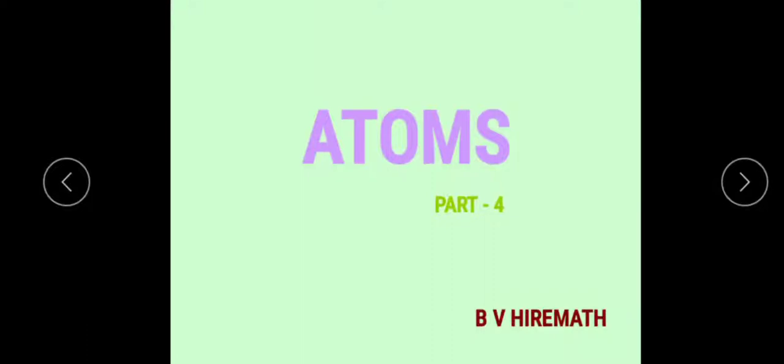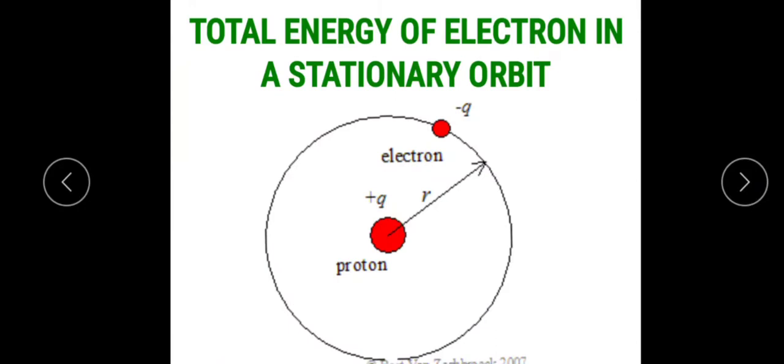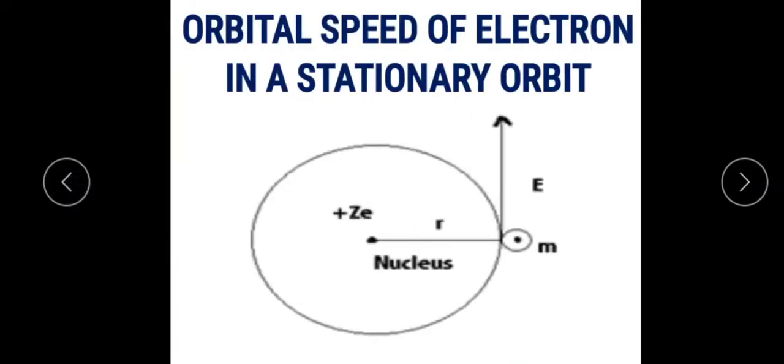Today we are going to discuss the next, that is the fourth part of the atoms chapter, in which there are two important derivations. First one is the orbital speed of electron in a stationary orbit. Another one is the total energy of electron in a stationary orbit. These are the two important derivations in the atoms chapter.